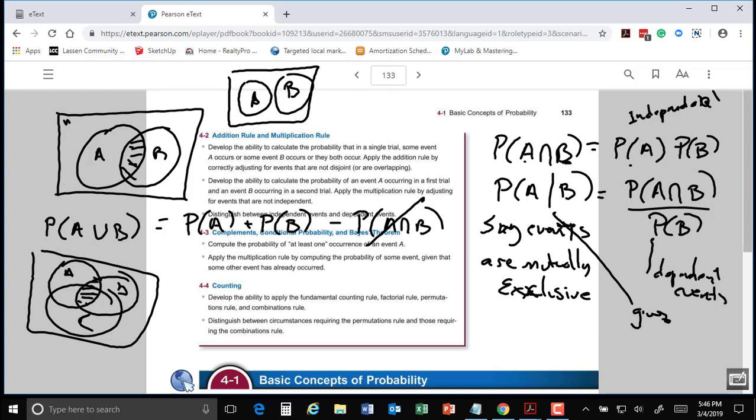And this one right here, this is called mutually exclusive. So when you're doing that addition rule, you're talking about adding up events. And if they don't overlap, no problem. You don't have to subtract the intersection. That's the addition rule of probability.